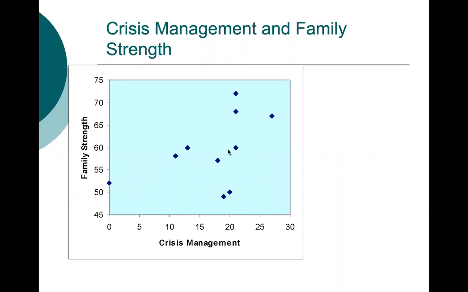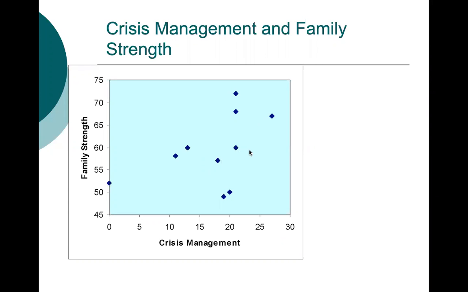Okay, so if I'm looking at the scatter plot, I see a positive trend, but it's pretty weak. There's a lot of spread, and then I also see this point way down here that's right on the y-axis. There was a family that got 0 on their crisis management score, so they really bombed that crisis. Their strength was okay, but they bombed the crisis.